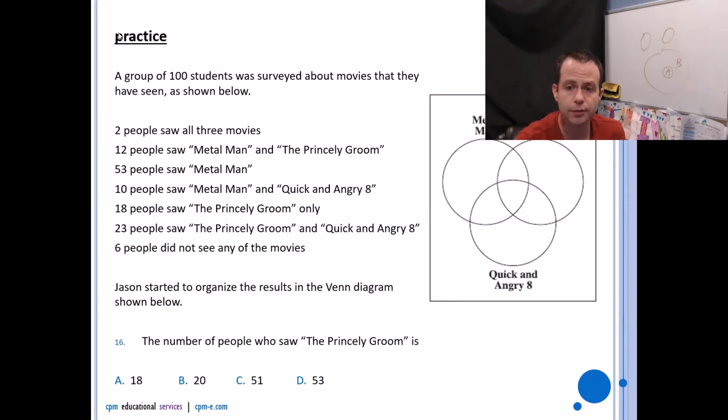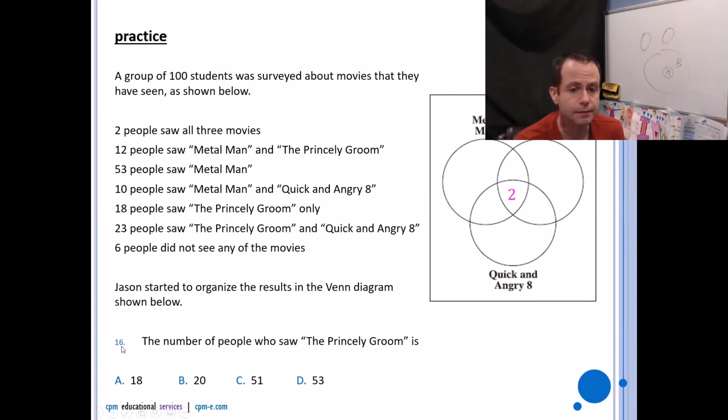Jason started to organize the results in a Venn diagram, and we're going to do the same thing. You always want to deal with the overlaps first whenever possible. In a three-circle Venn diagram situation, you need to get all the way to the center, and then claw your way out. Super important. The very center is all three movies, and that's the very first statement we were given. Two people saw all three movies, so I can stick a 2 right in there. The next thing I want to do is the ands.